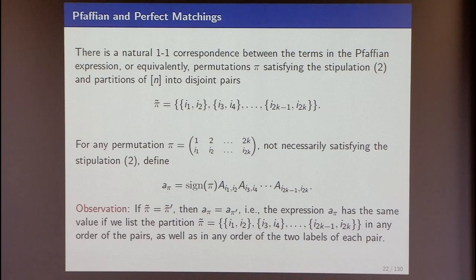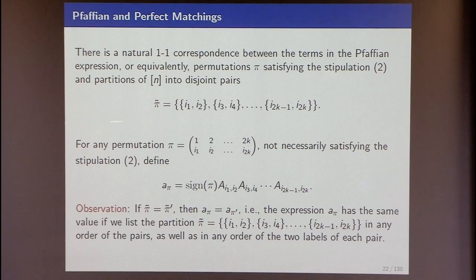Okay. Now, pick such a permutation that does not necessarily satisfy this stipulation. You can still define such a term. Because this matrix is skew symmetric, if you switch i1 and i2, or i_k and i_{k+1}, it changes the sign exactly by one for the permutation, and the skew symmetry also contributes a negative sign. So in fact, you can write down this term for the matrix, and it will be the same regardless of whether the permutation satisfies the stipulation or not, as long as it belongs to the same partition.